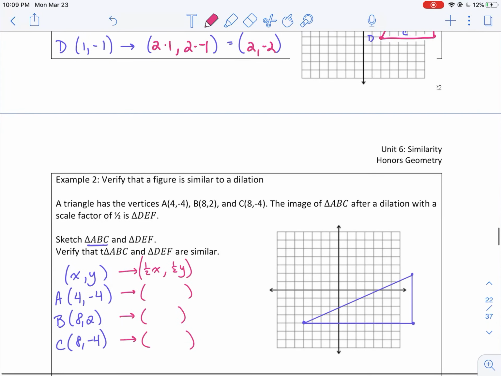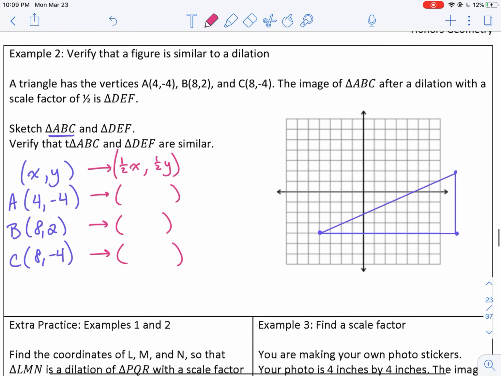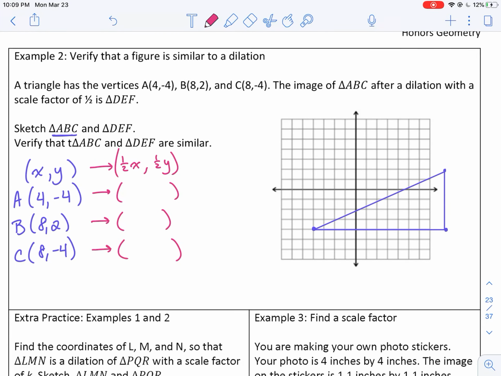And so now let's look at another example. Go ahead, take a minute, pause the video, read the example, and then we can pick back up.